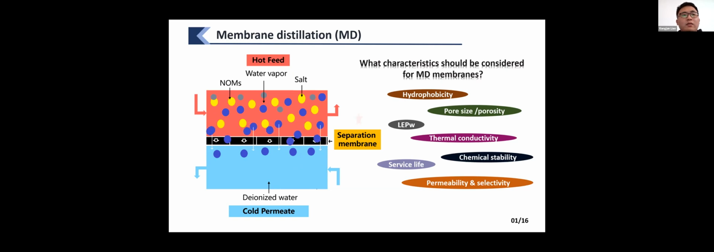For MD, the membrane is very important to obtain excellent separation. We usually consider many characteristics. For example, it needs to maintain hydrophobicity, feasible pore size, reliable stability, and long-term service life.